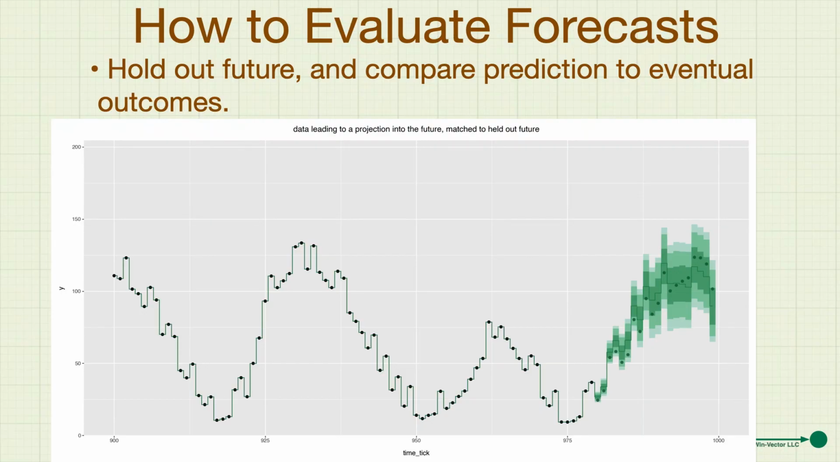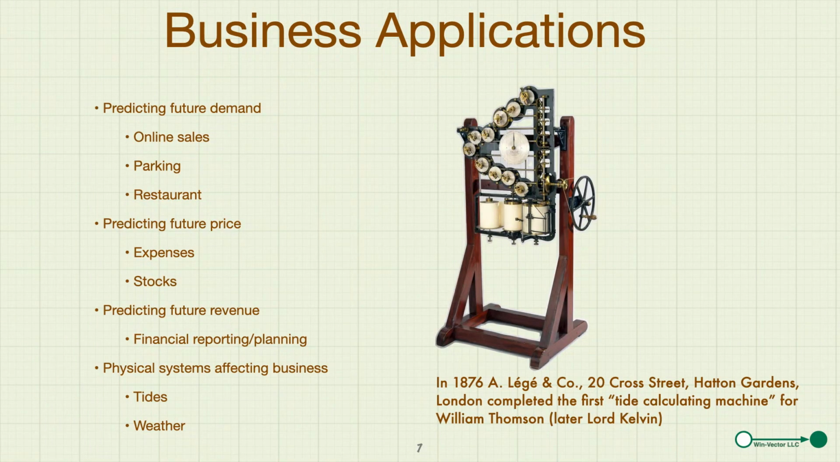The business applications of this are quite diverse. They involve things like predicting future demand of online sales, such as parking or a restaurant, predicting future prices, such as expenses or stocks, predicting revenue, which can allow revenue planning. There's a little bit of a Cassandra paradox there that sometimes you're predicting a future you're trying to avoid, or even predicting physical systems such as tides or weather that impact business decisions. This picture here is Lord Kelvin's tide predicting machine, where you literally turn the crank.